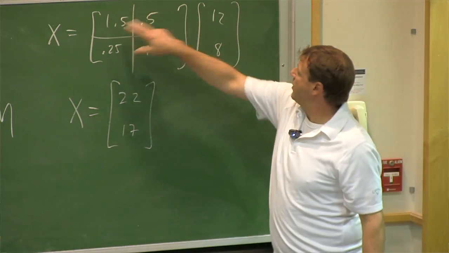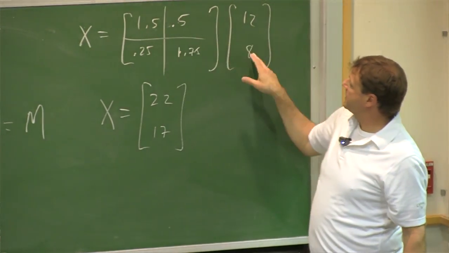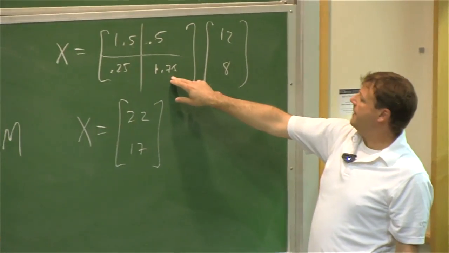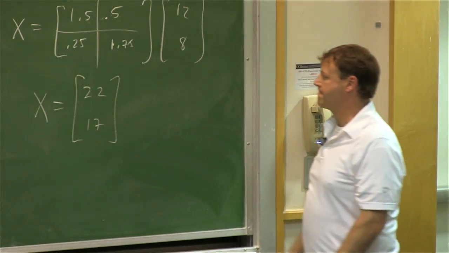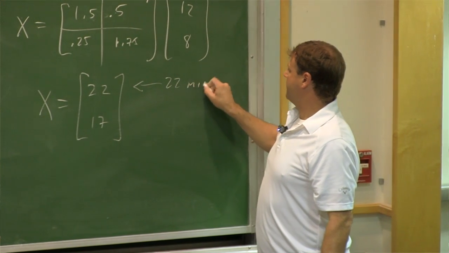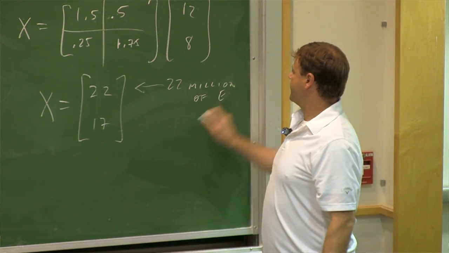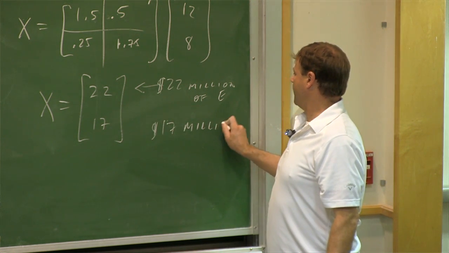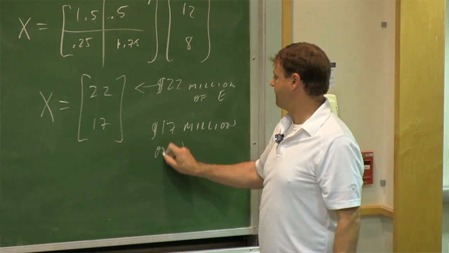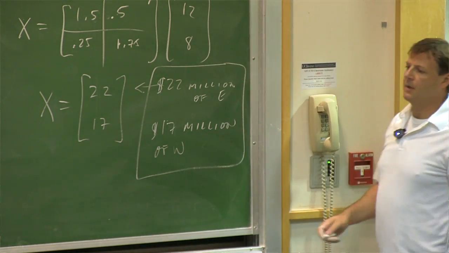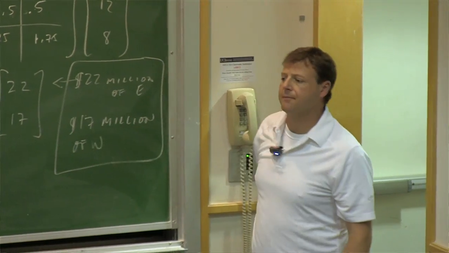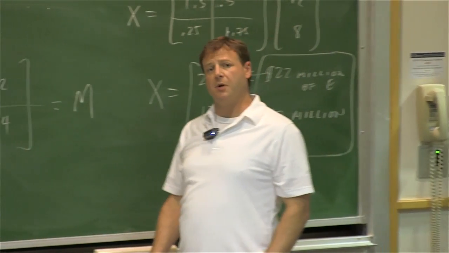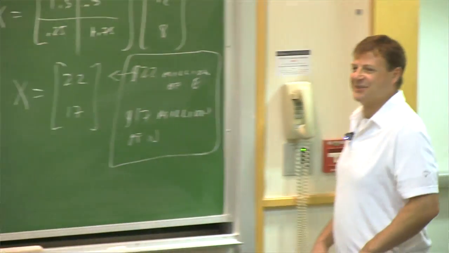Okay, when I do this multiplication, 1.5 is 18 plus 4 is 22, and then 1/4 of that is 3, 1.75 of that is 14, that makes 17. So 22 million of electricity is needed, and $17 million worth of water in order to produce the amount that the people need. So there you go. You still want to study economics? You guys are all econ majors.